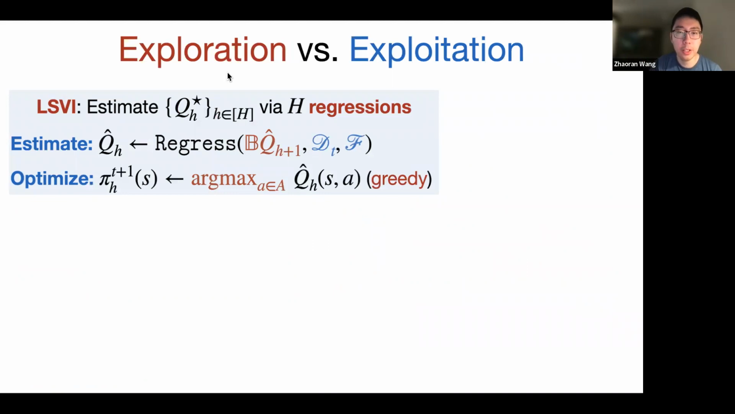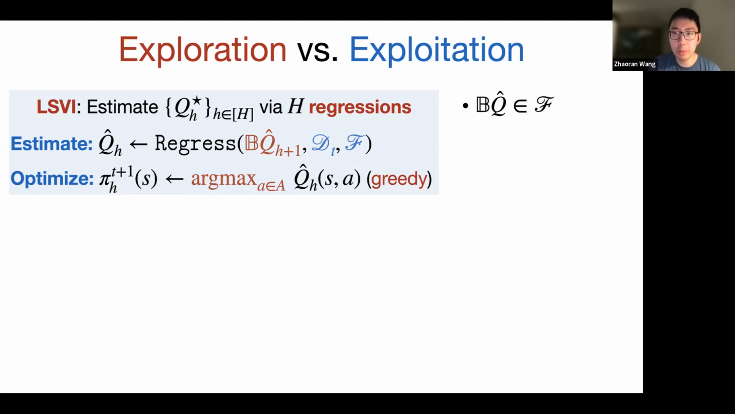And here we face the dilemma of exploration versus exploitation. Again, the algorithm, as a value-based algorithm, decomposes into two steps. One is the estimation of the optimal Q function, and the other is the optimization of the action. So you want to take the greedy action once you get the Q hat. If the Q hat is just the optimal Q function, then you will get the optimal policy.